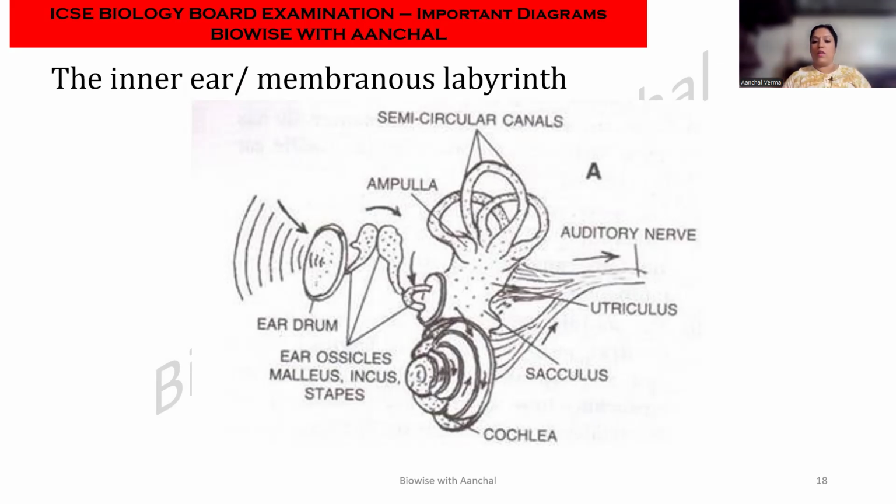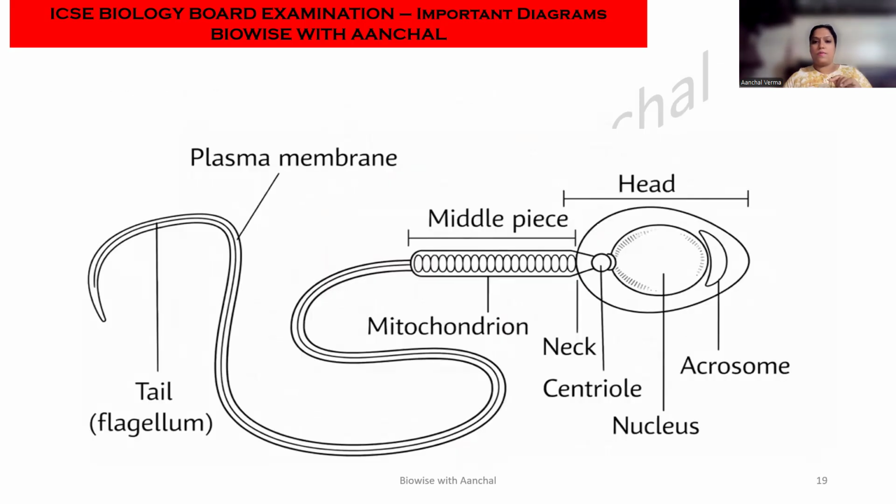Okay? Cochlea has the organ of Corti that helps in hearing. The sensory cells responsible for hearing are in the organ of Corti. They are phonoreceptors. Similarly, photoreceptors are rods and cones. Then the human sperm diagram: the head, the middle piece which has mitochondria. Then you have a flagellum or the tail, the axial filament, acrosome, and the nucleus is present in the sperm.